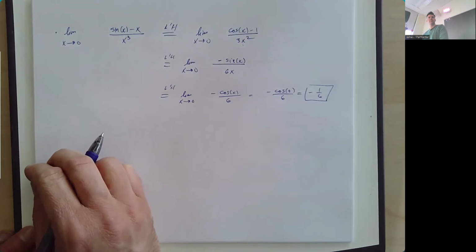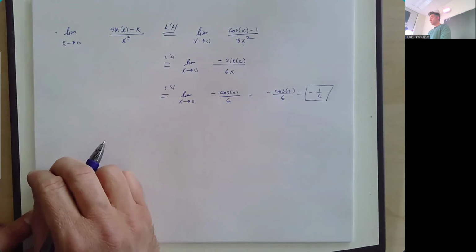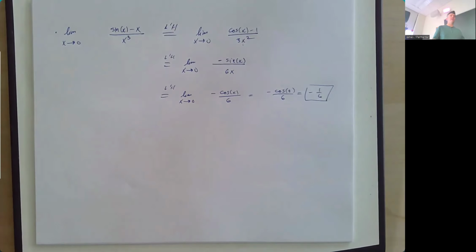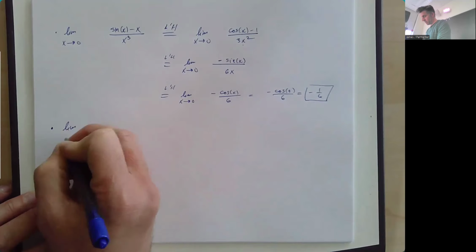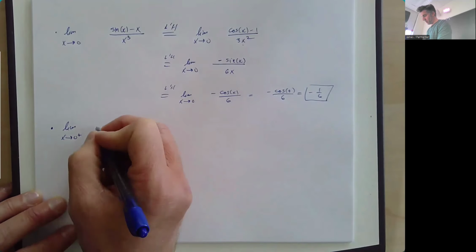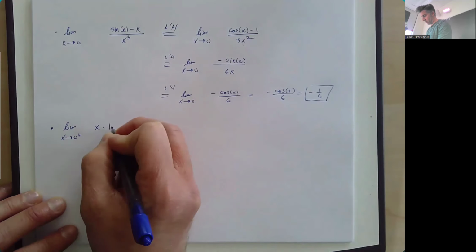Cool. So if it's already a fraction and it's 0 over 0 or infinity over infinity, this is what we do. But not everything is going to start off as a fraction. For example, you might have something like the limit as x approaches 0 from the right of x times natural log of x.